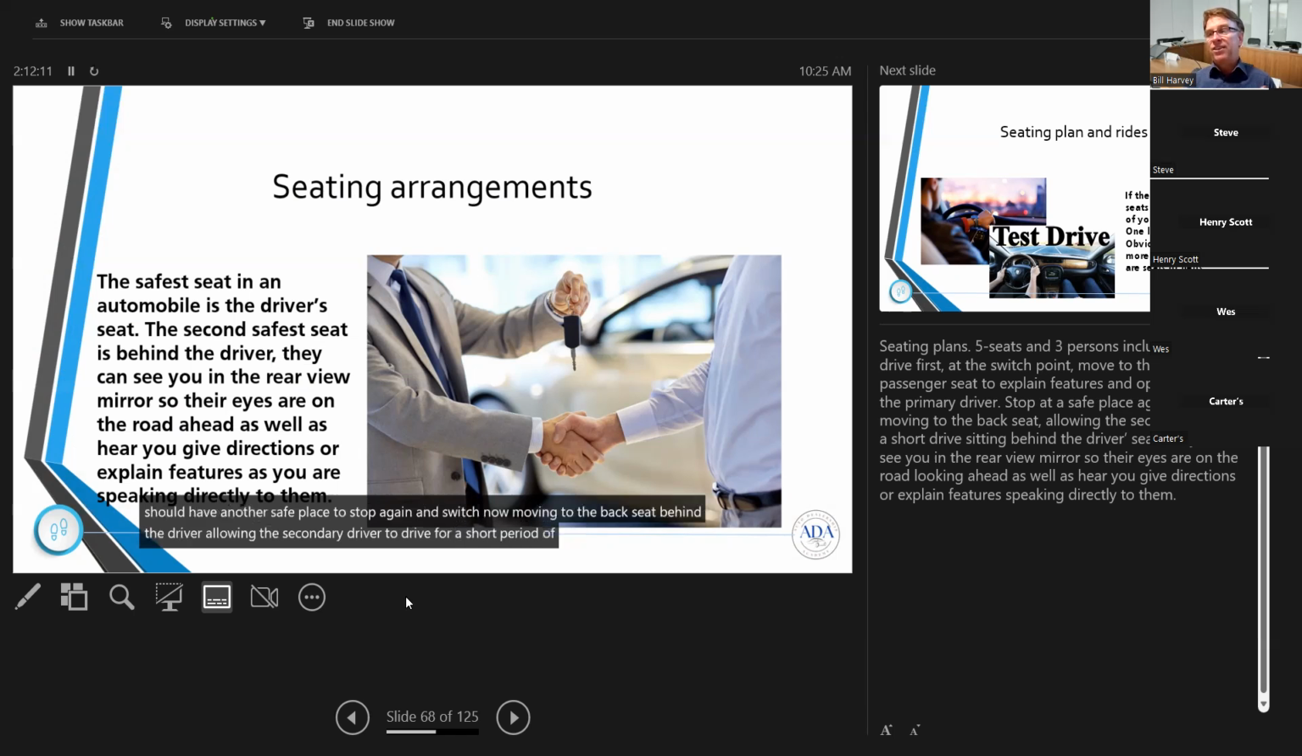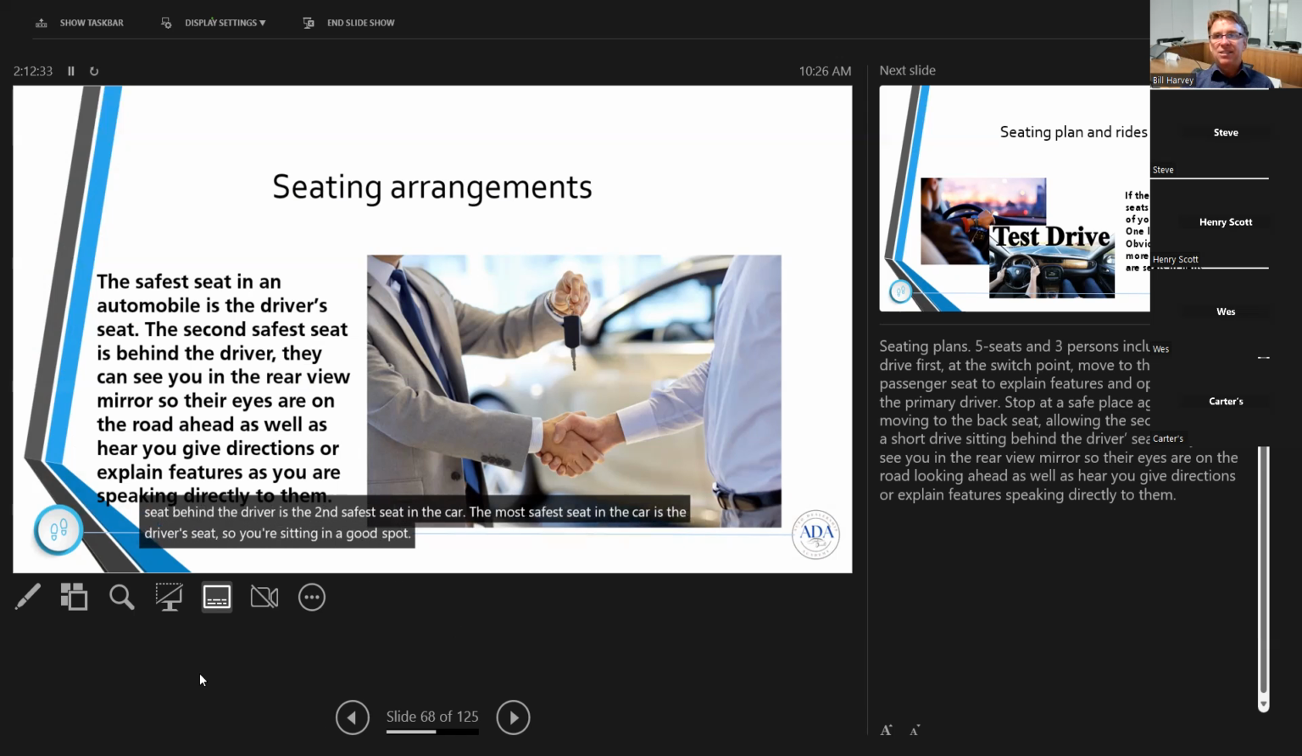When you sit behind the driver, they can see you in the rear view mirror. You're also talking directly to their ears, so they won't try to turn around and be polite and talk to you, taking their eyes off the roadway. And the rear seat behind the driver is the second safest seat in the car. The safest seat in the car is the driver's seat, so you're sitting in a good spot.